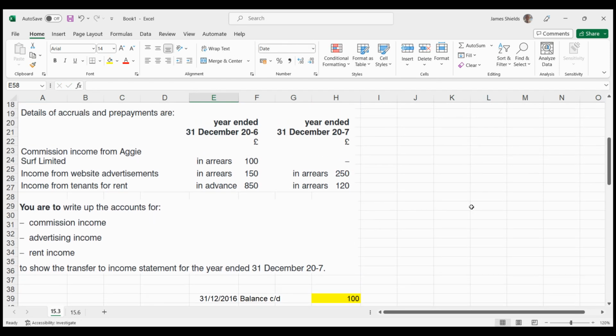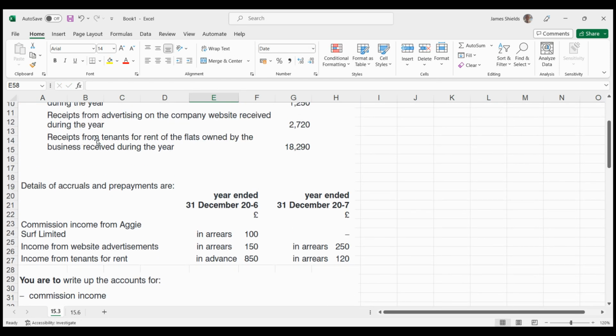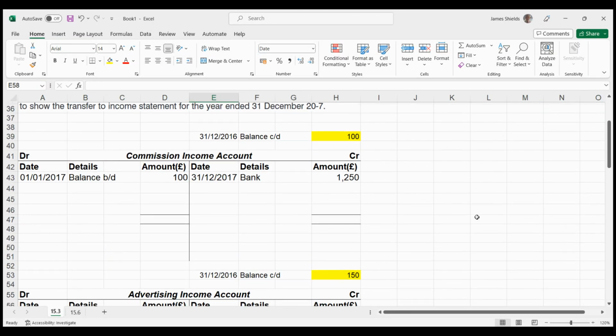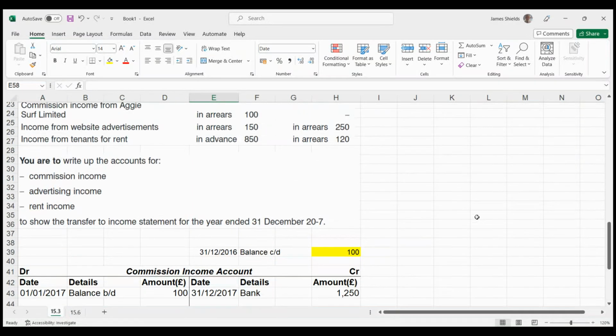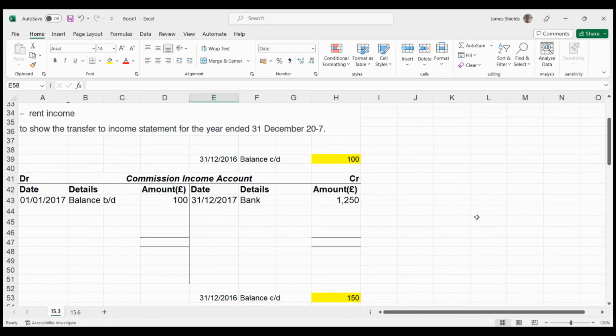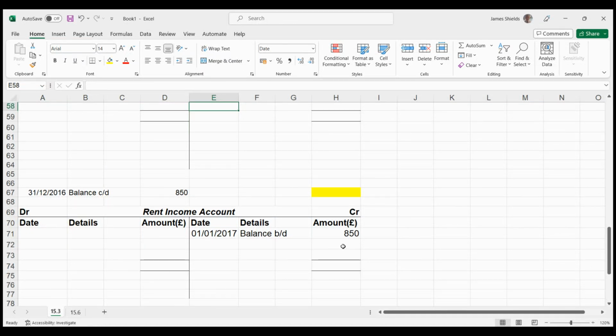And then finally, got receipts from tenants for the year, totaled £18,290. Again, it's income, so it's rental income on the credit side. And it was £18,290. Another way to think of it, when it goes in the bank, money in the bank is on the debit side. So in this account must be the opposite side, it'll be the credit side. So that's the 31st of December 17.